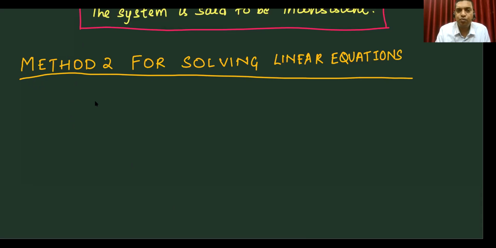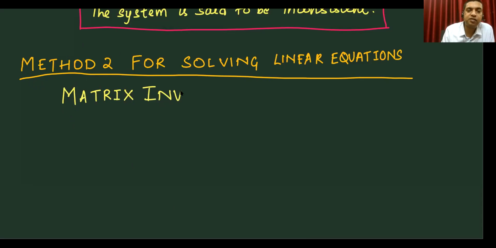So method 2 for solving simultaneous equations. This is a very useful method, extremely useful, more than the determinants. This is called the matrix inversion method.